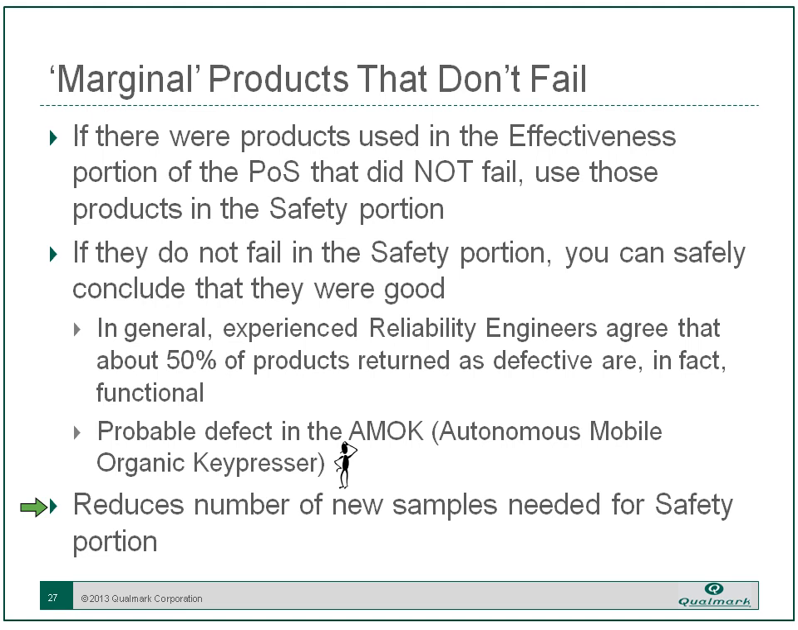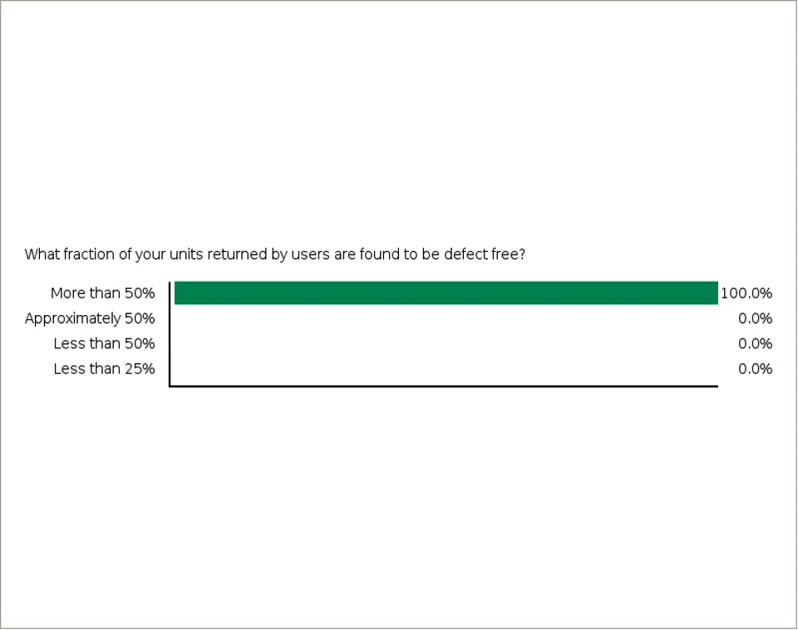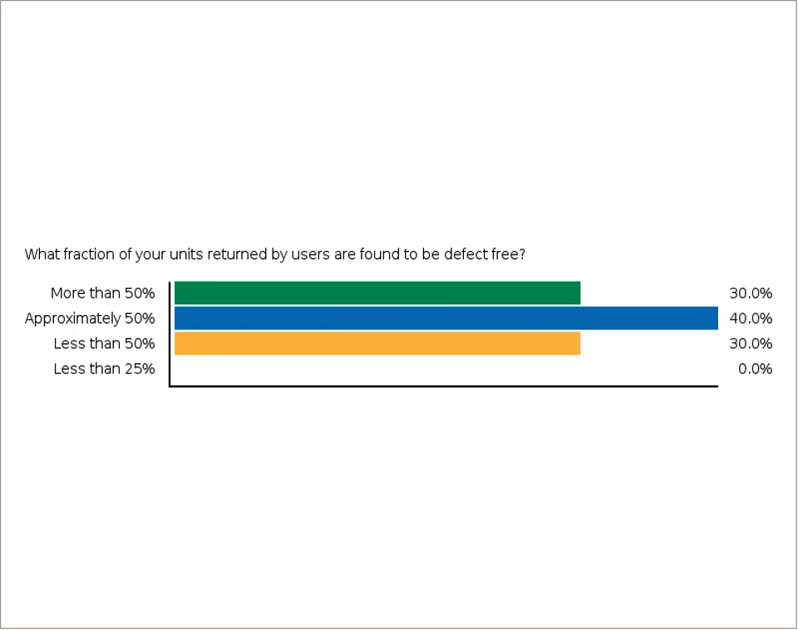So now that I have popped up that 50% number, I'm curious. What have you seen just in general when you see units come back from the field as failed? How many of those in your testing are found to be defect-free? Just as you can see, I'm looking at vague numbers here, but more than half, about half, less than a quarter. This would be a good piece of information, I think, for all of us.